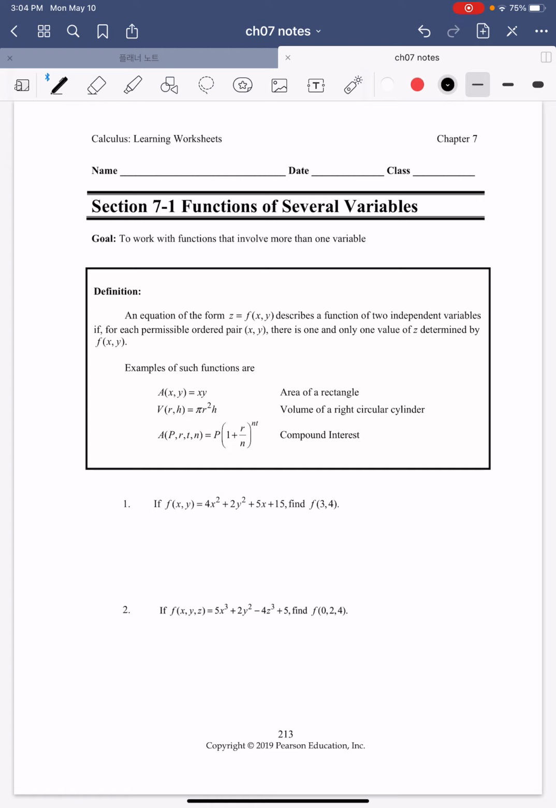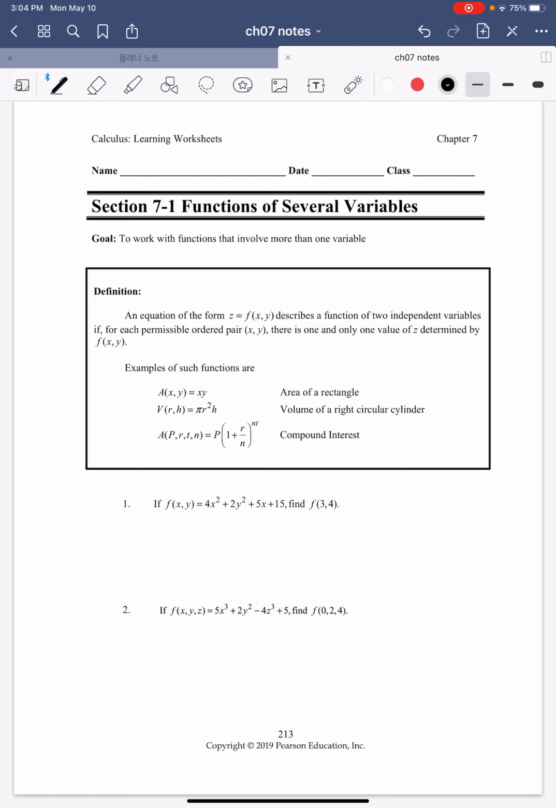In 7.1, we are going to get familiar with this notation and these ordered pairs. And in 7.2, we are going to start adding a calculus part to it. So 7.1 is pretty simple, just getting familiar with the notation.